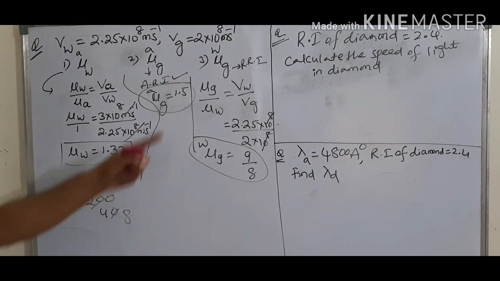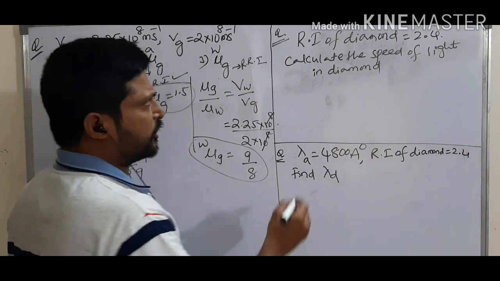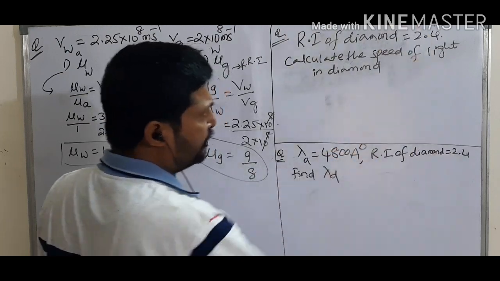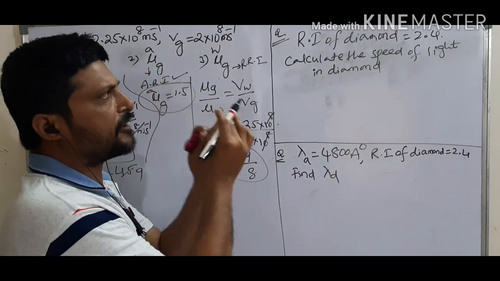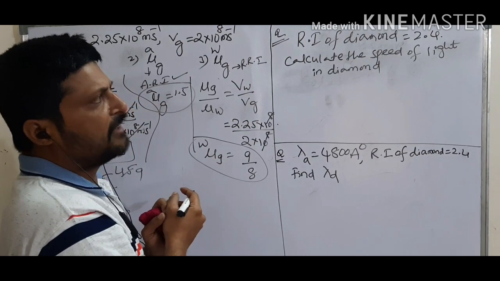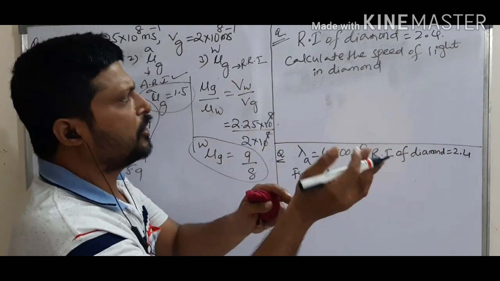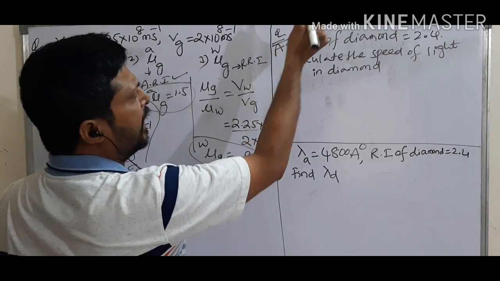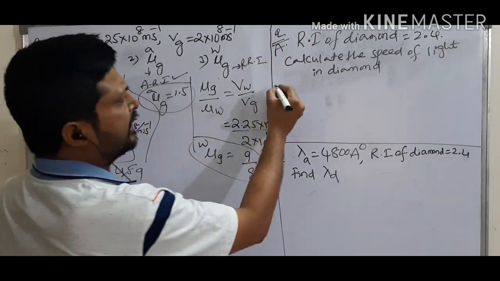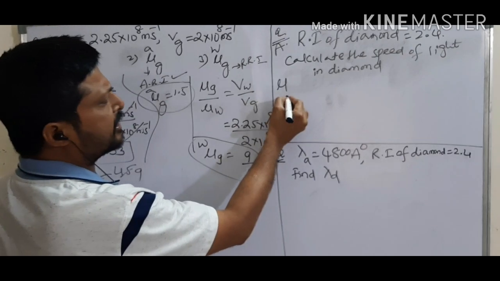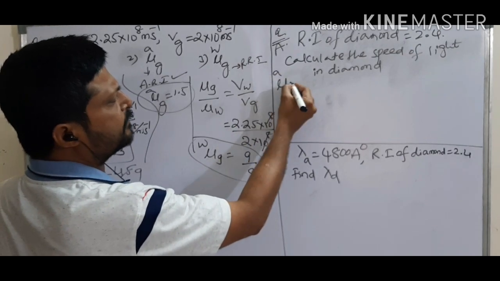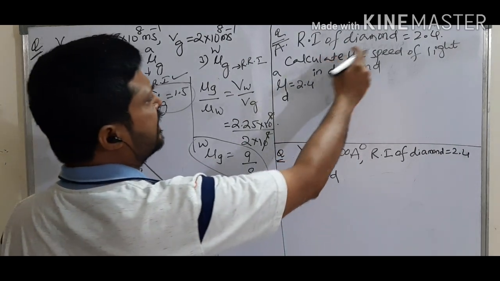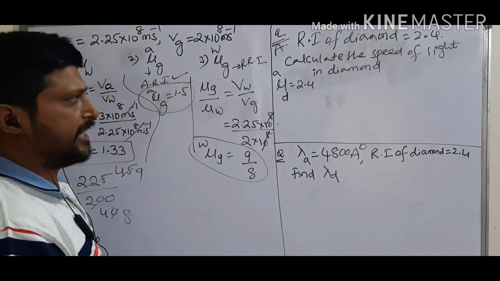Okay now, next come to the second question. Here the refractive index of diamond is given as 2.4. They simply mentioned the refractive index of diamond. If it is not mentioned with respect to other mediums, we can simply consider this refractive index as the absolute refractive index. So the refractive index of diamond with respect to air, its value is 2.4. Then calculate the speed of light in diamond.